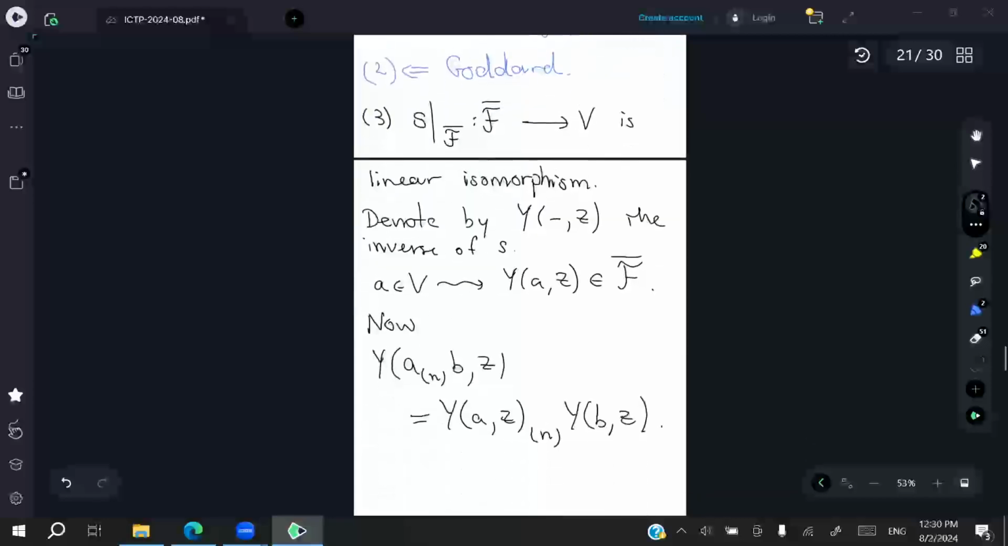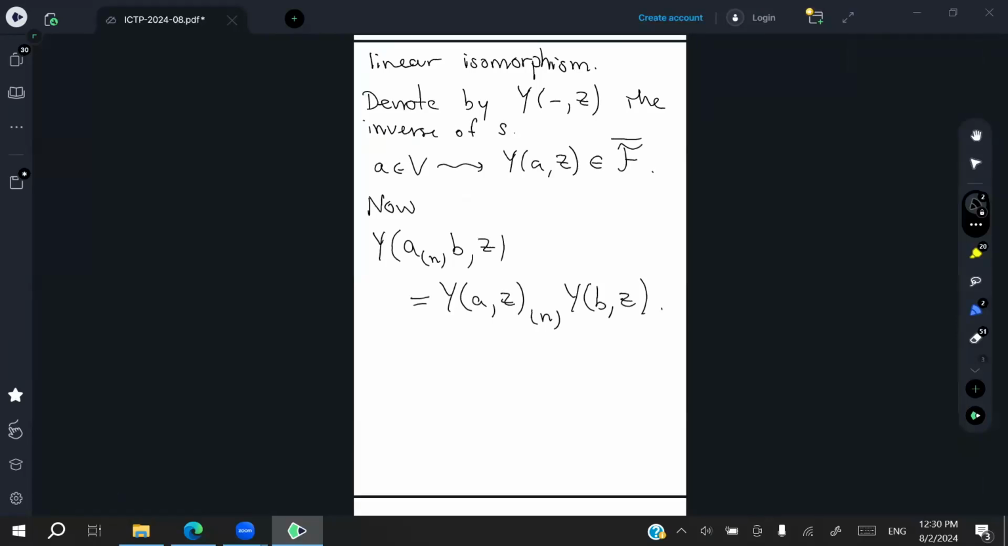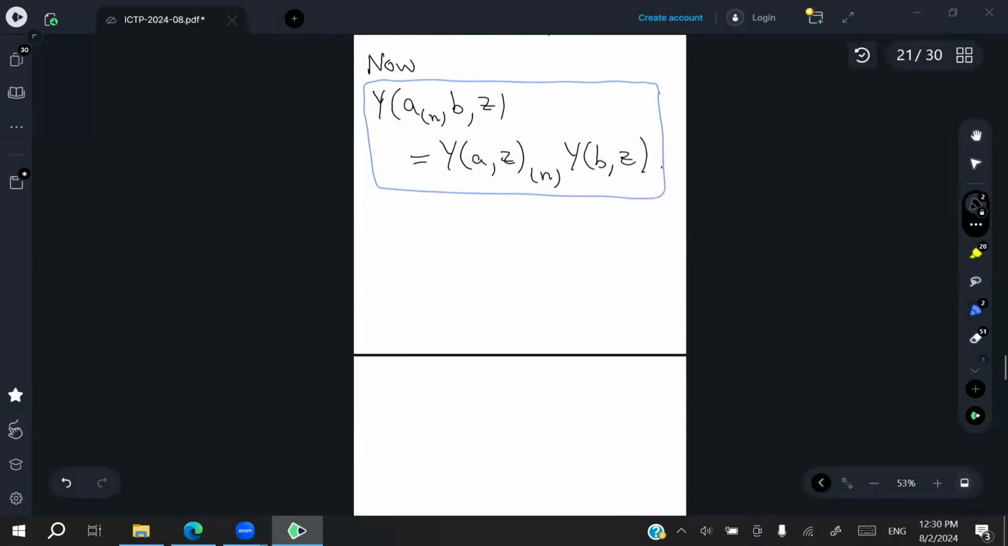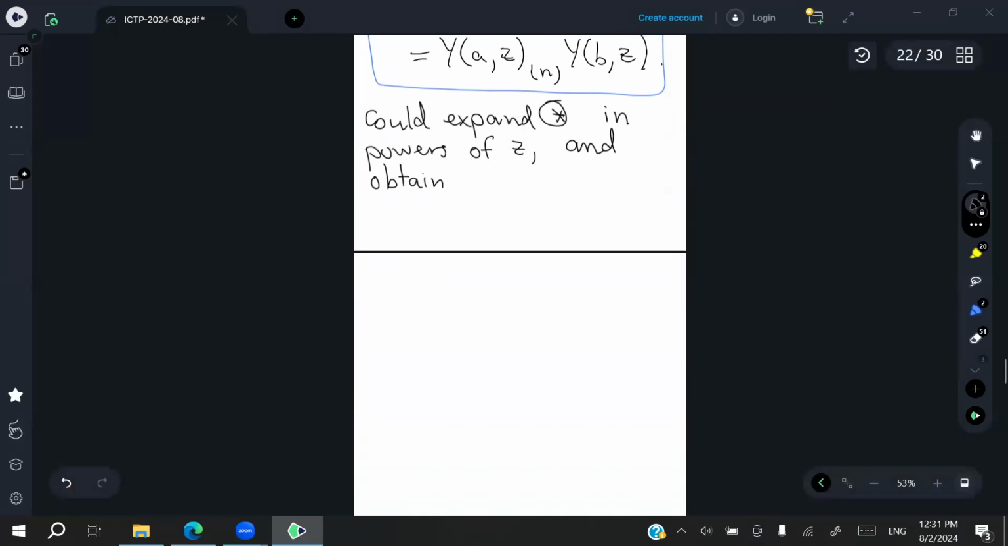So now we have the notion of vertex algebra in a form that looks a lot more like an algebra, right? It's a vector space V, and it has a bunch of operations which take a pair of vectors and turn them into new vectors. And these operations satisfy some kind of identity, which is summed up by this equation here. So this equation, call it star again, you could expand star in powers of Z and obtain an identity that involves A and B and all the various nth products for different values of n, which is called the Borcherds identity.